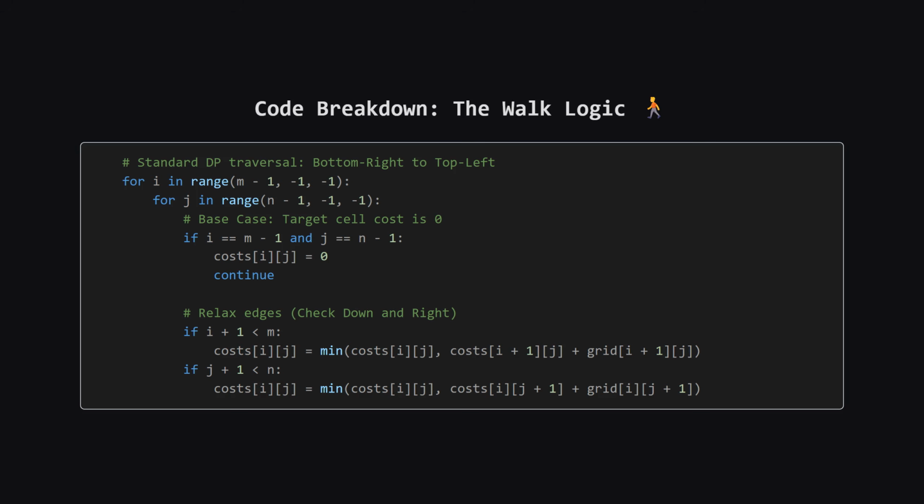After checking for teleportations, we need to account for normal walking. We loop backwards through the grid, starting from the bottom right and moving to the top left. For each cell, we check its neighbors, the one below and the one to the right. We ask, is it cheaper to walk here from a neighbor? If so, we update the current cell's cost. We simply take the neighbor's cost plus the cost to step onto that neighbor. This propagates the cheapest path backwards towards the start.